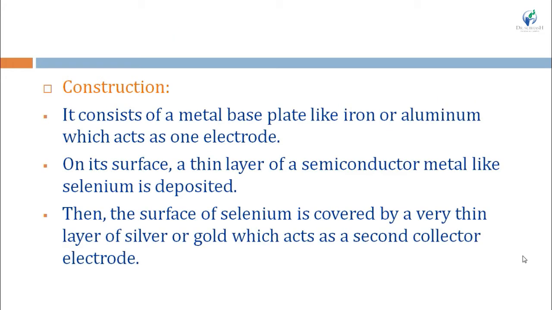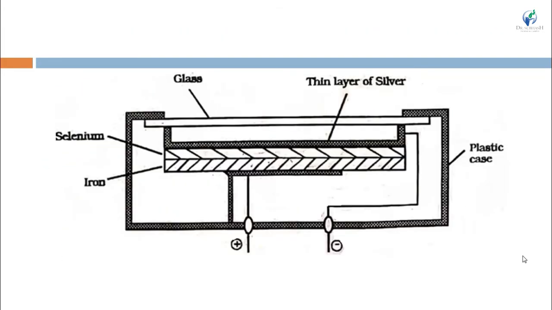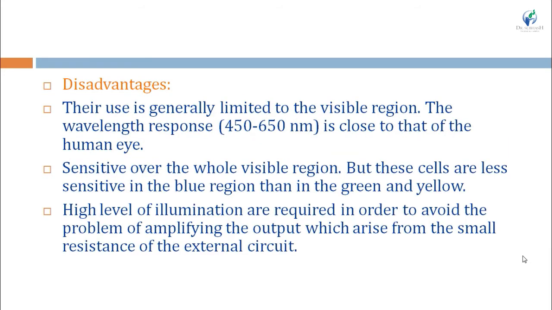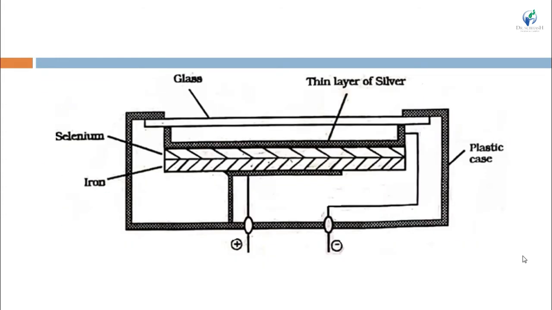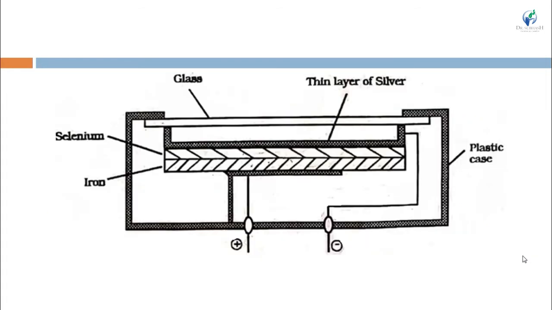Construction. First you have to keep in mind, students, that in a detector, first you have to mention the principle, then its construction, then its figure, then its working, then advantages and then disadvantages. These are the main points you have to mention in any detector. So let's see the construction of a photovoltaic cell or barrier layer cell.